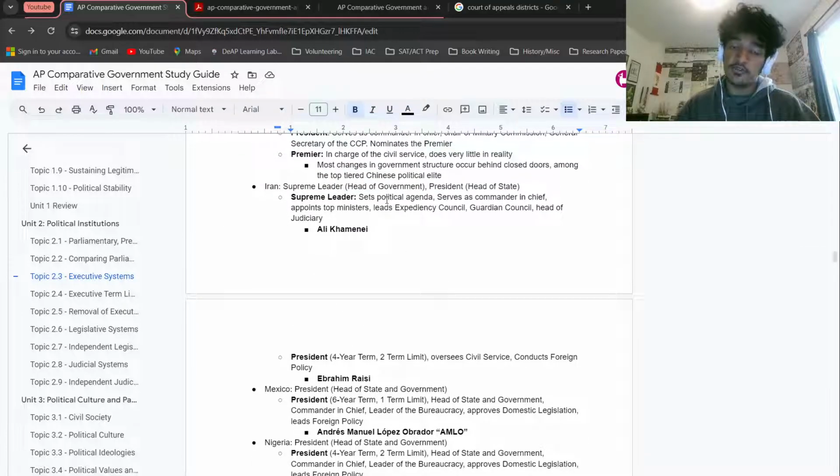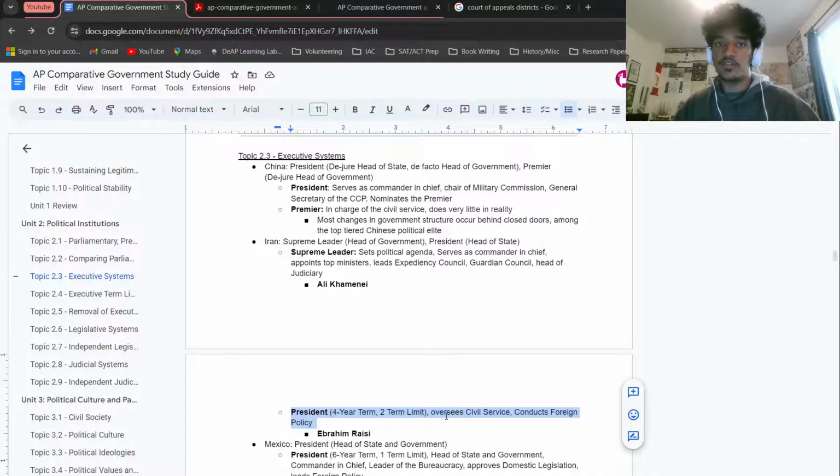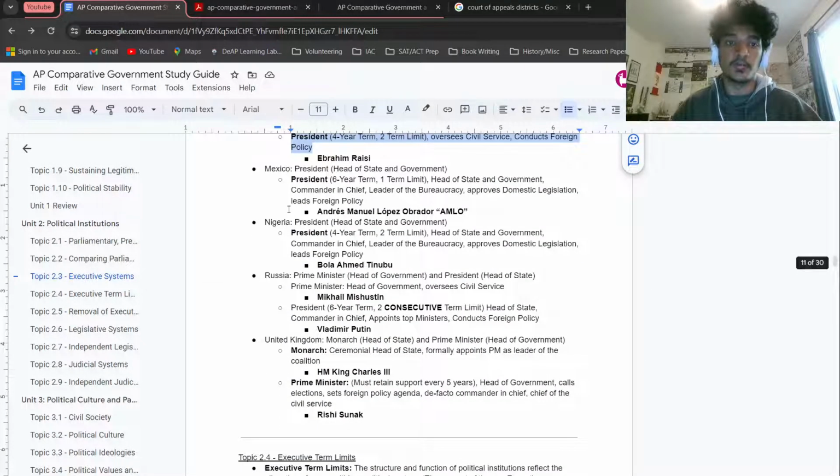And if you see an MCQ, because I've seen an MCQ about this, the supreme leader is the guy who manages domestic affairs. The president is the guy who conducts foreign policy. All right, if you see that on an MCQ and it's like, which of the following powers is associated with Iran? It's this one. The president is associated with foreign policy. Remember that. He conducts foreign policy.